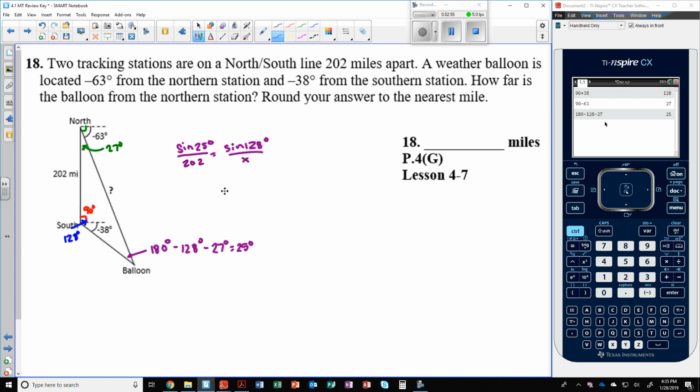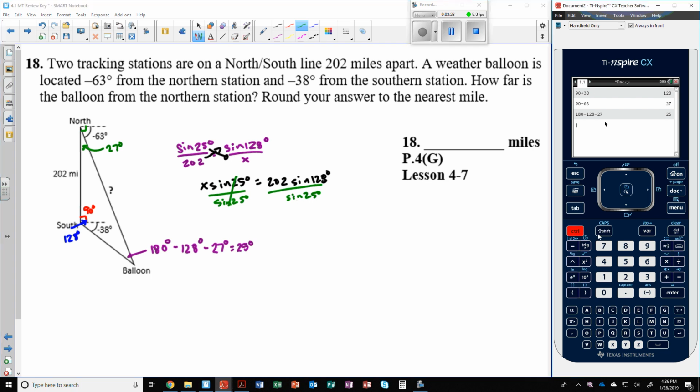All right, you can solve this from this stage here, or you can cross multiply and divide, which is what I'll do here. I'm going to cross multiply, so I'd have that X times sine of 25 degrees will equal 202 sine of 128. And now finally, I'd come back and divide by sine of 25 degrees. Like this. So this is how I'll find my x.